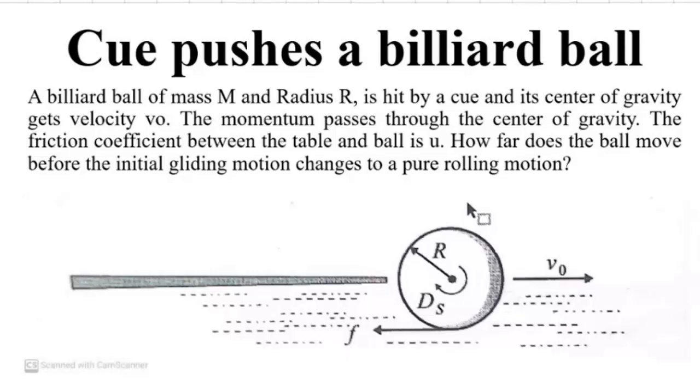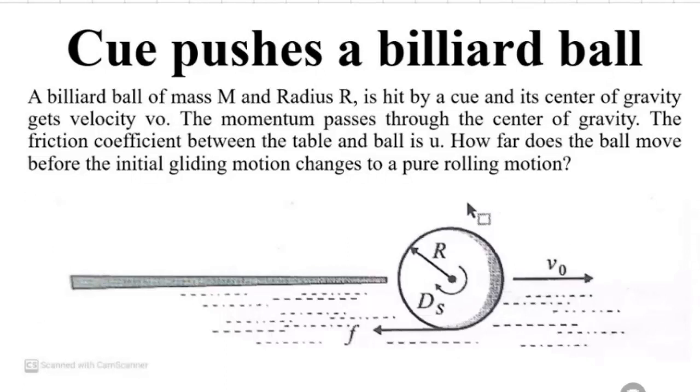In this video, we want to solve this problem in which a cube pushes a billiard ball. The problem says: a billiard ball of mass m and radius r is hit by a cube and its center of gravity gets velocity v0. The momentum passes through the center of gravity, and the friction coefficient between the table and ball is mu. How far does the ball move before the initial gliding motion changes to a pure rolling motion?